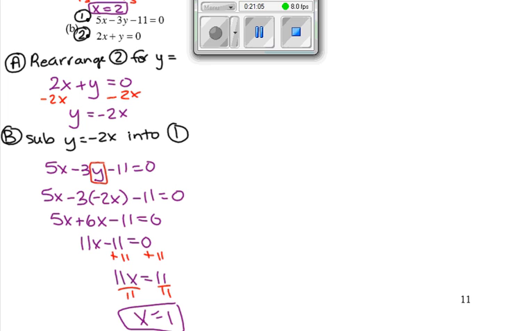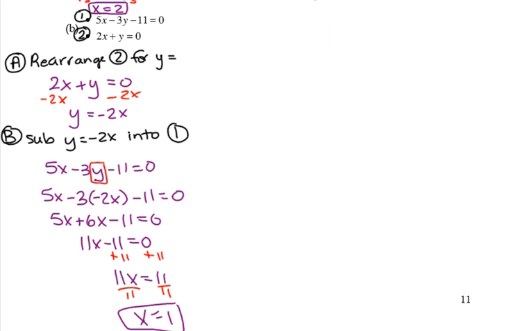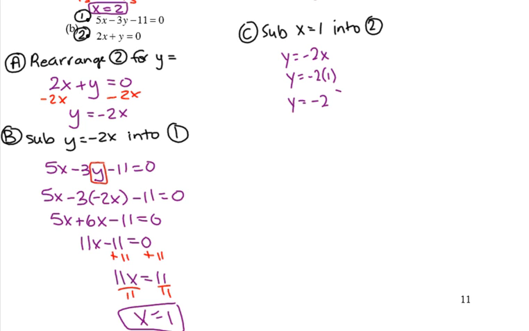Who did you guys sub into next? Who did you sub x equals 1 in, 2 or 1? So if you want to keep life easy, the easiest step for C would just be to sub x equals 1 into your rearranged equation 2. Because our rearranged equation 2, guys, is y equals negative 2x. So it's just easy peasy, just plug in that x, so y is negative 2. Yeah, as long as we didn't make a mistake rearranging. But if you made a mistake rearranging, your x would be wrong anyways. So why not put it into the easier one?